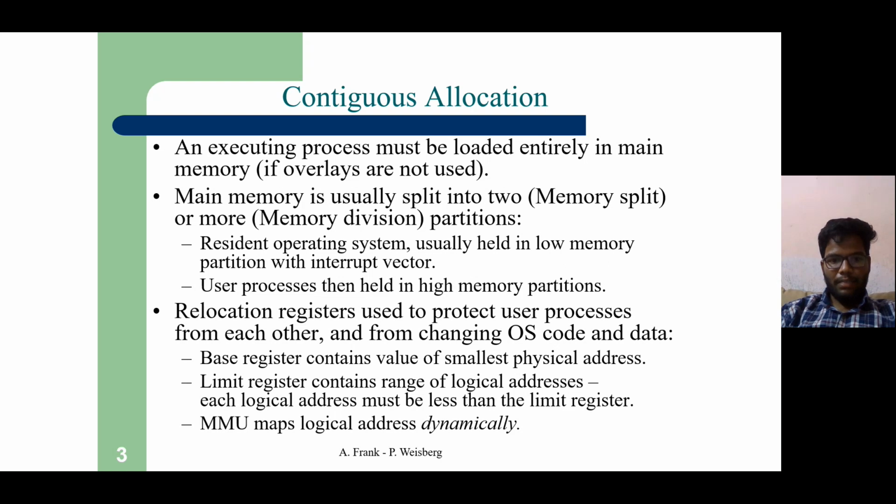An executing process must be loaded entirely in main memory. For execution, any program must be loaded into main memory. Main memory is usually split into two parts. In one part there is the resident operating system, and user processes will be in the second part. The low memory partition holds the resident operating system, and the user processes go in the high memory partition.